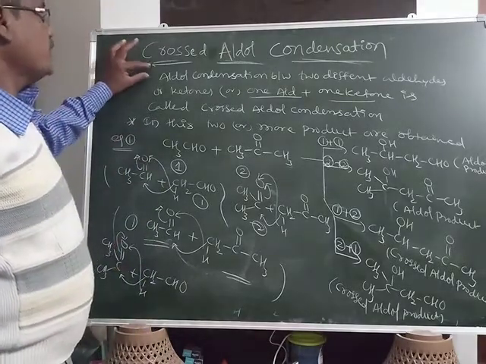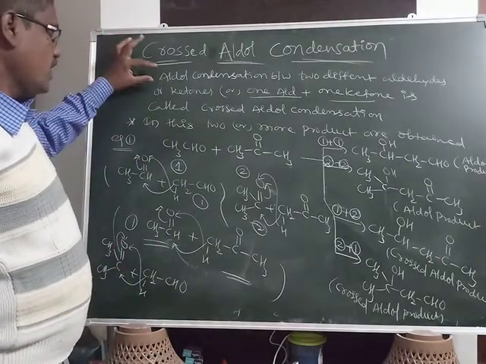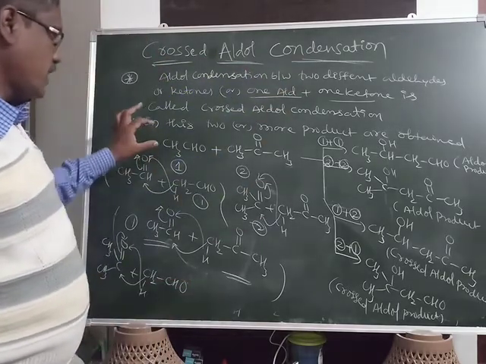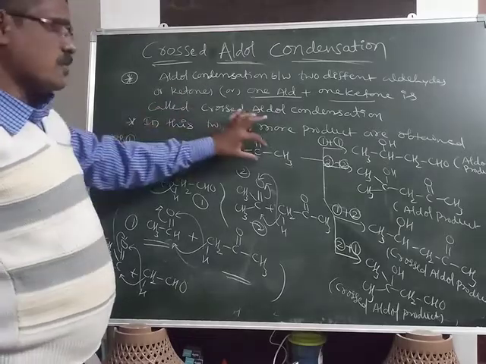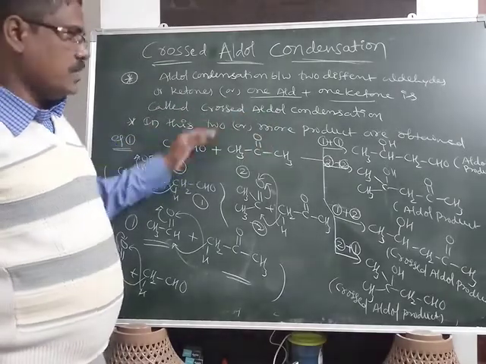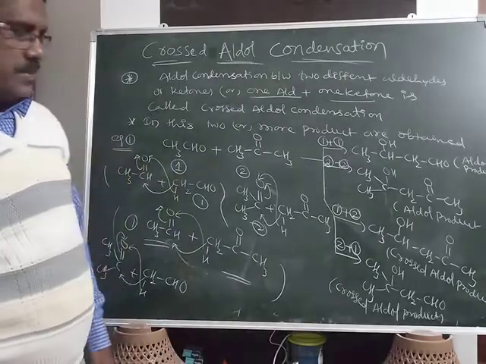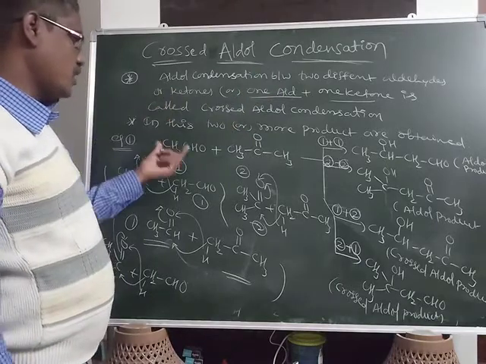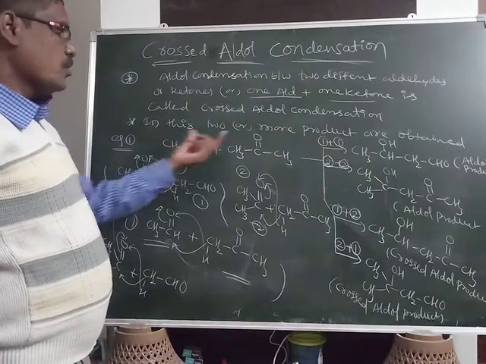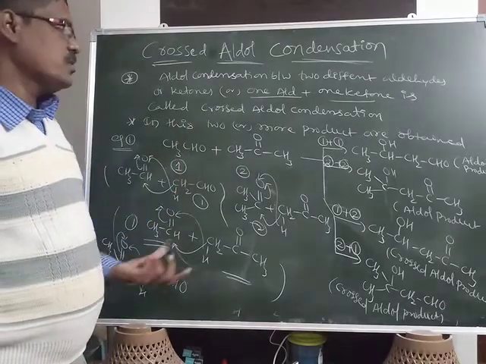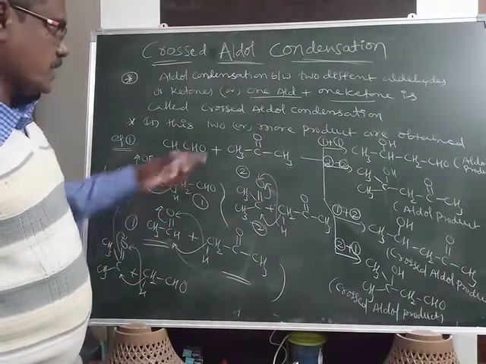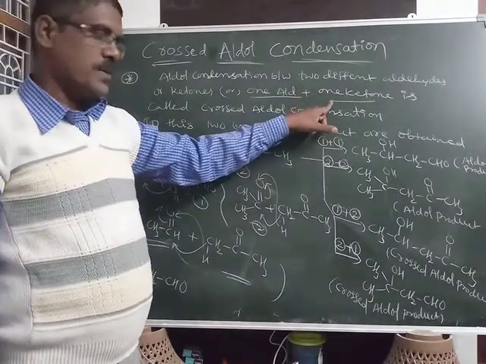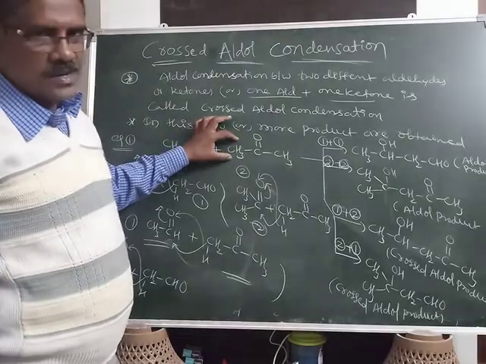That's why, again, the definition of crossed aldol condensation is aldol condensation between two different aldehydes. Or we can take one as acetaldehyde and the other as propanaldehyde; there is also a possibility of four different products. Two different aldehydes, or two ketones like butanone or acetone, or one aldehyde and one ketone. I am taking this example: one aldehyde molecule and one ketone molecule.